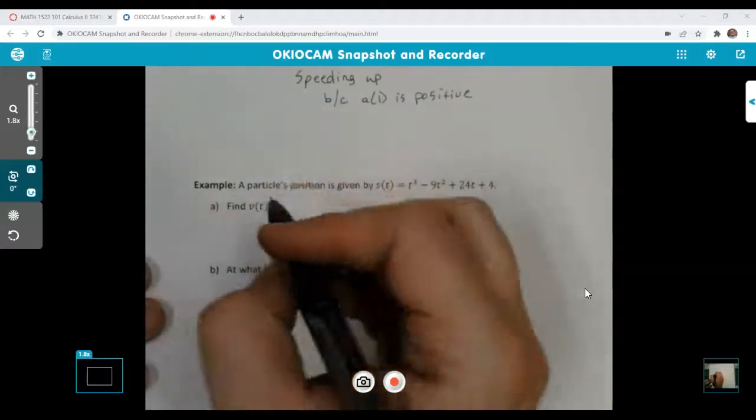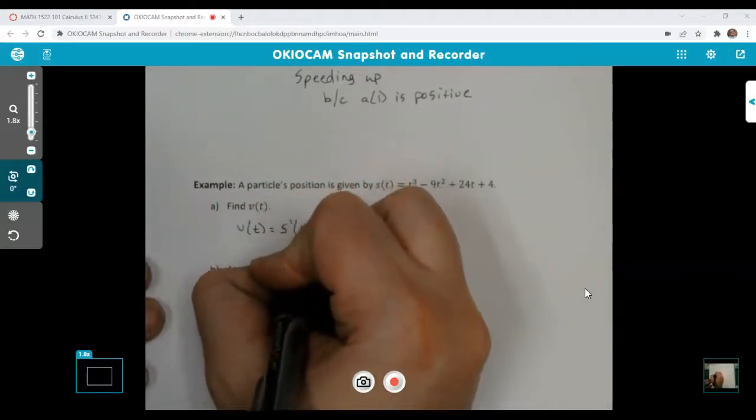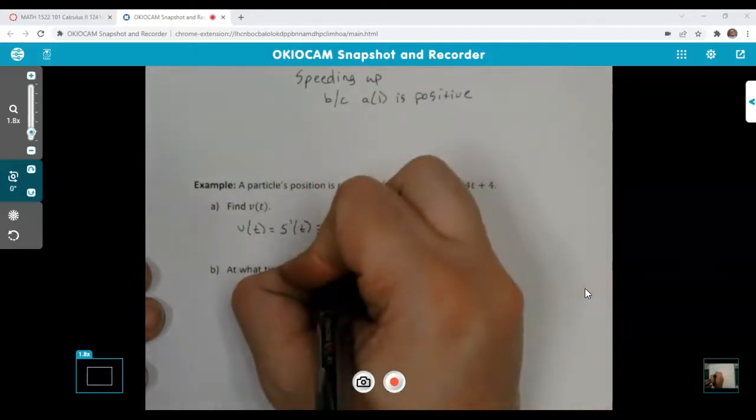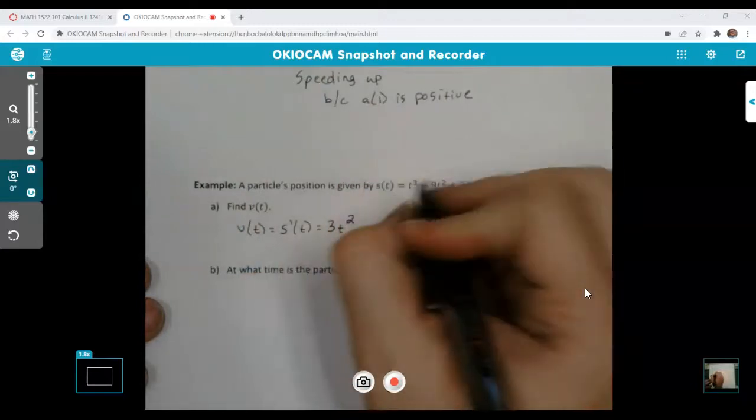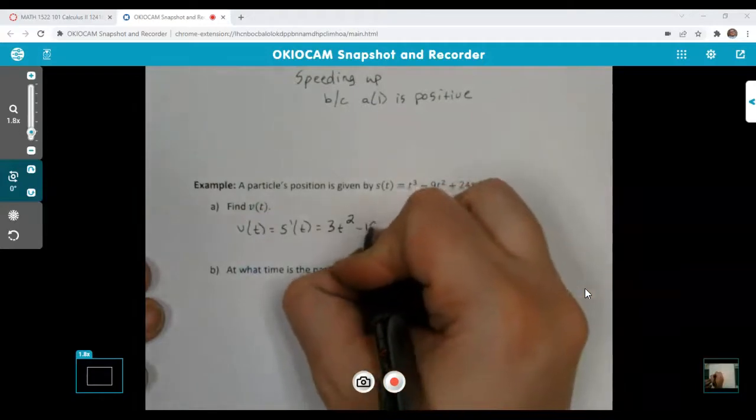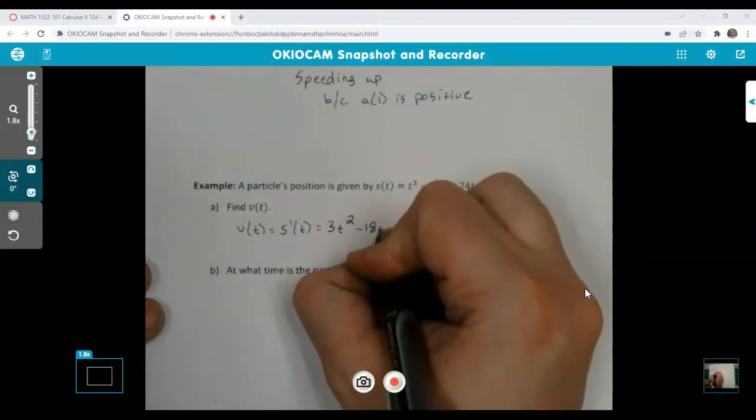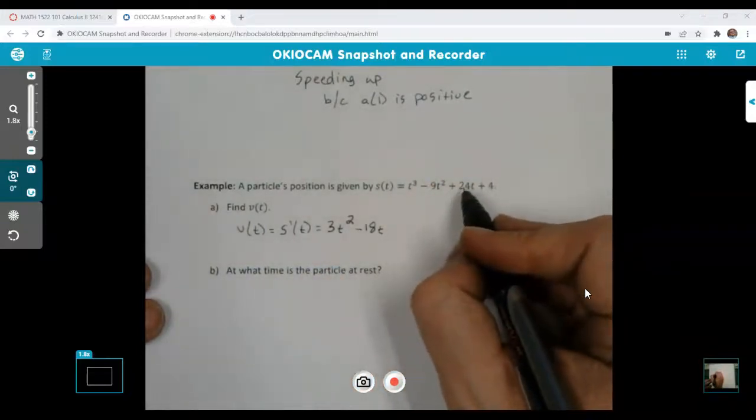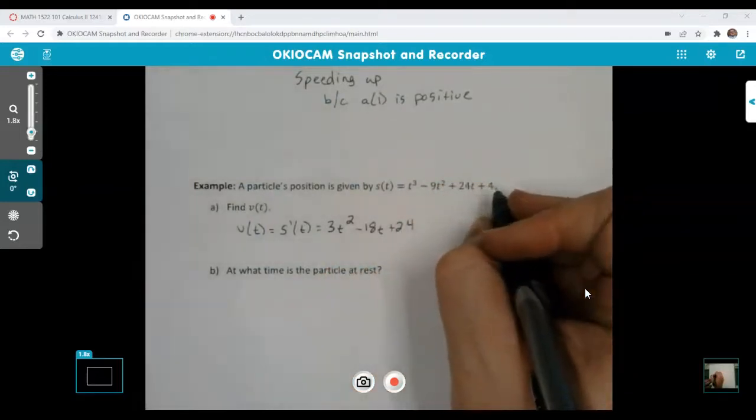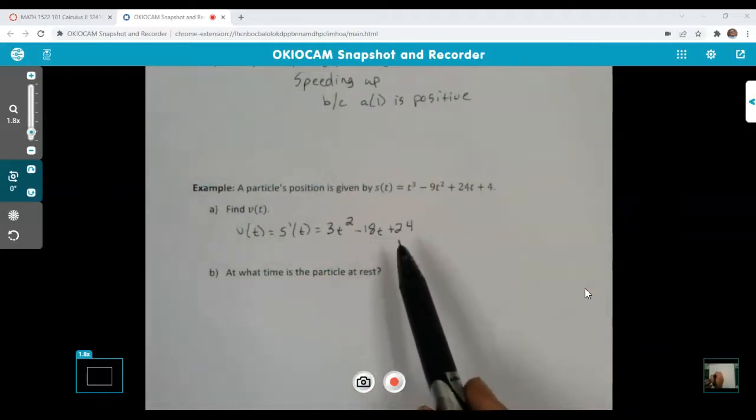So for v of t, as we have said a lot of times, v of t is just the derivative of s of t. Let's do that. Bring my 3 down, that makes it 3. Bring my power down by 1, so it's 3t squared. Minus 2 times 9 is 18, so minus 18. Decrease my power by 1, that's just t to the first, so t. The derivative of 24t is just 24. The derivative of 4 is 0. So v of t is equal to 3t squared minus 18t plus 24.